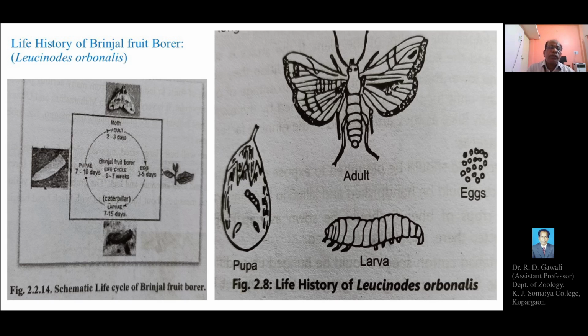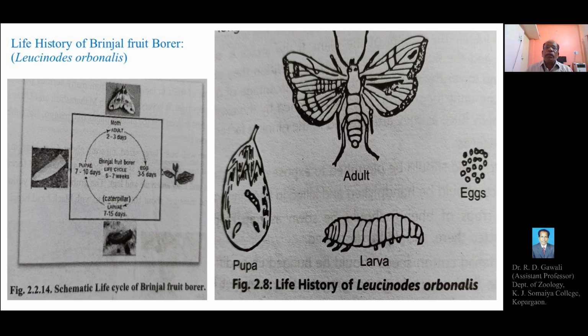So in the first figure we can see a diagrammatic representation of the life cycle of the brinjal fruit borer, and the entire life cycle of the brinjal fruit borer is completed within 6 to 7 weeks. Means the total duration for the completion of the life cycle is 6 to 7 weeks.